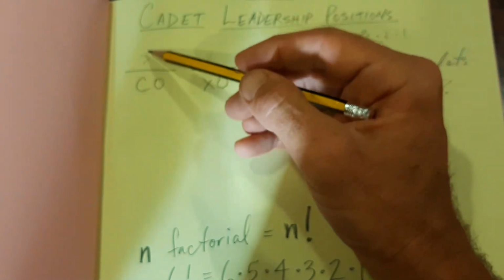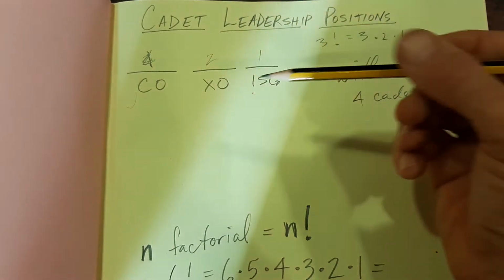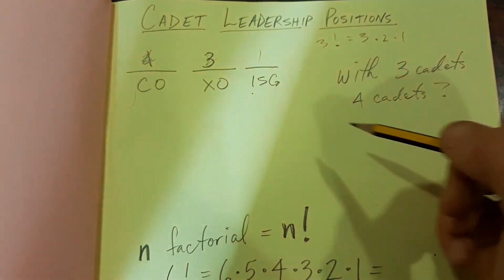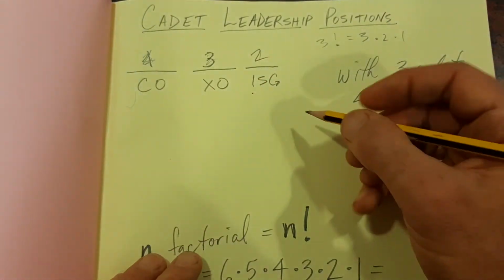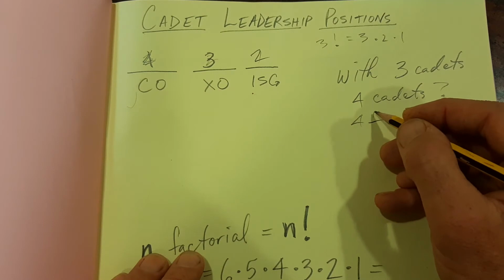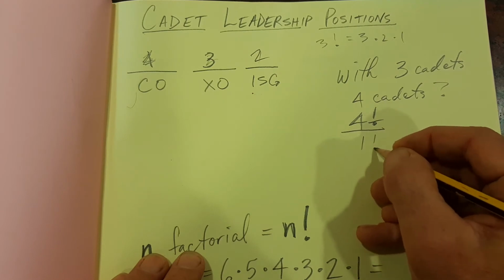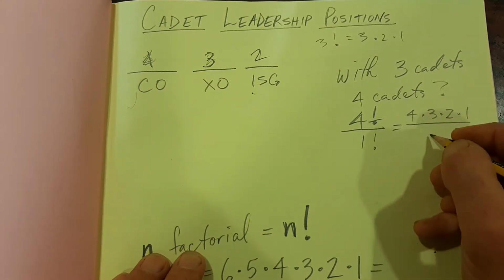Okay, what if I had 4 cadets? All right, well, for the first slot there, I add in Ali. Then I'd have 4 choices for company commander. And I've taken away 1 choice, right? I can't have Ali twice. So I put in another choice here, Ahmed. And then I've taken away 2 of my cadets. I've only got 2 left to choose from. So then I've got 4 factorial divided by 1 factorial. So I have 4 times 3 times 2 times 1 divided by 1.